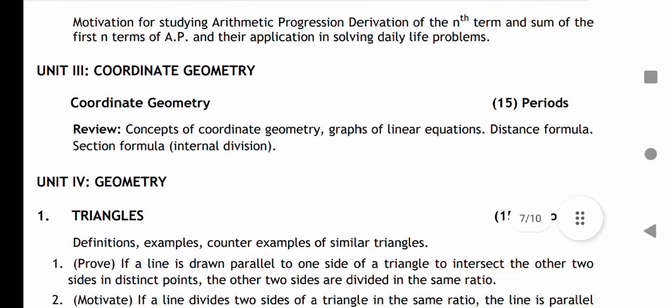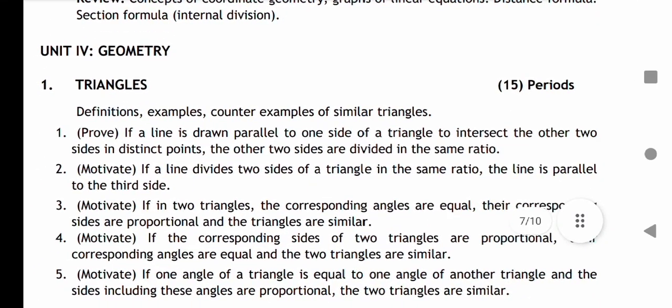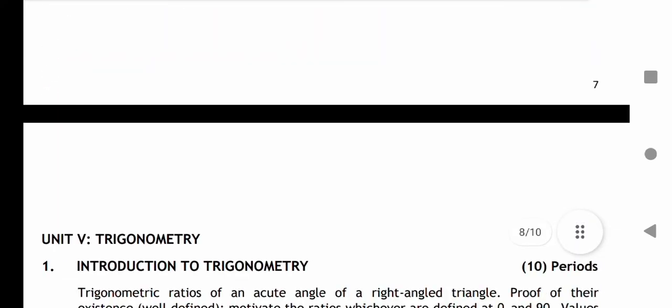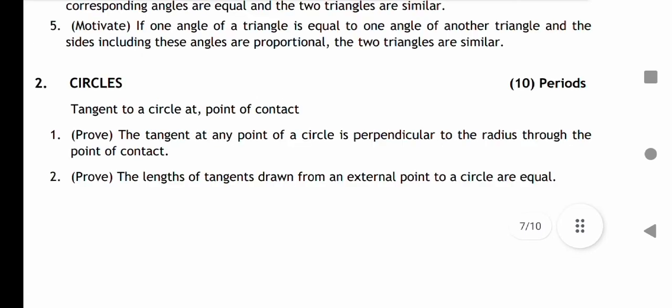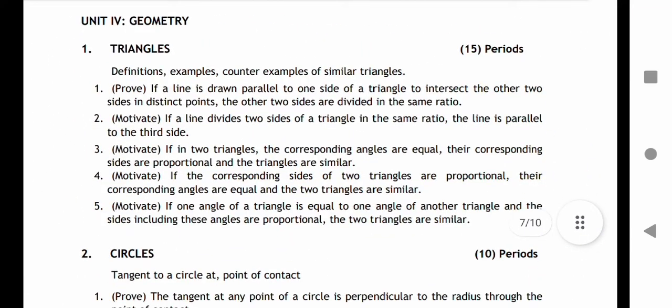And after that, the next one is unit 4, geometry. Only two chapters are going to be covered in geometry. First is triangles, the second is circles. So I think triangles for 15 periods, and circles should be of 10 periods.